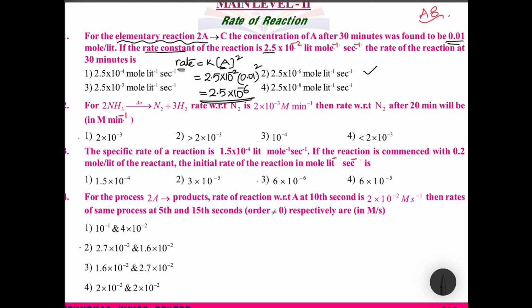Next question. For 2 ammonia in the presence of gold, this is the important point. In the presence of gold, ammonia decomposition is a zero order reaction. When it is zero order reaction, the rate is going to be constant. Now rate with respect to nitrogen is 2 × 10^-3. Then rate with respect to nitrogen after 20 minutes, after 30 minutes, after 40 minutes, whatever it is, rate does not change with time for zero order reactions.